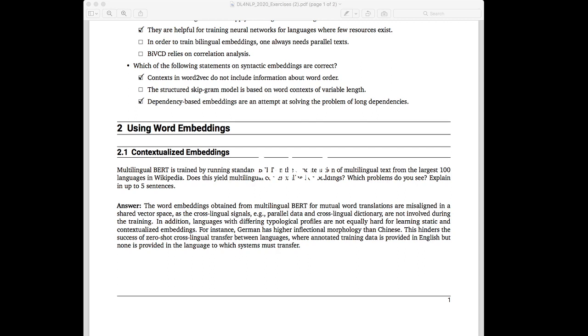This brings a performance gap between languages in the zero-shot cross-lingual transfer setup. For example, we usually train the system in English and test its performance in different languages.